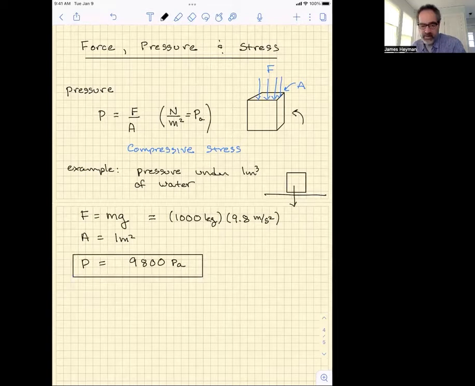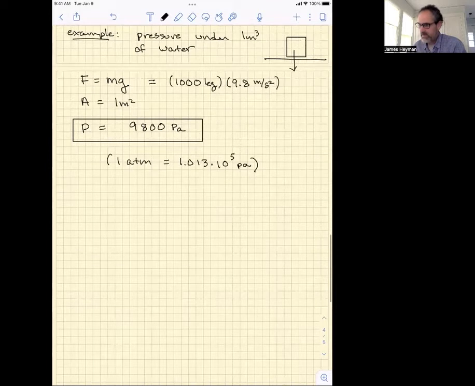Or expressed another way, this is about a tenth of an atmosphere. Because 1 atmosphere, we're talking about the atmospheric pressure, is also described in pascals, and it's about 100,000 pascals. Actually, 1.013 times 10 to the 5th pascals. And the pressure due to the water is about 10 to the 4, or 1/10 of that. Okay?